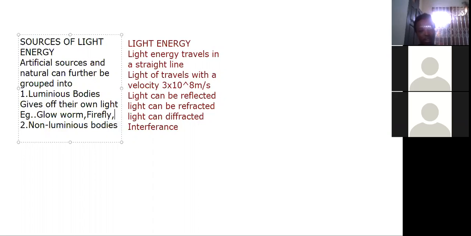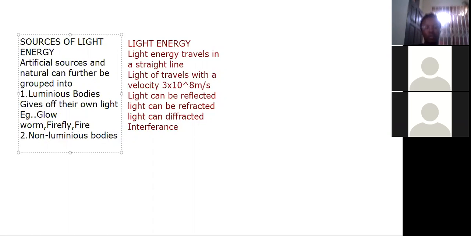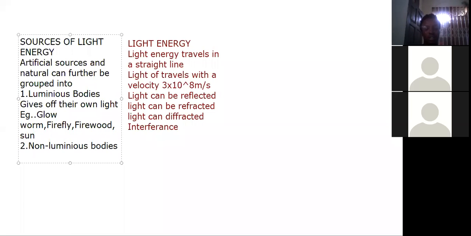Fire. Okay, fire, that's firewood or fire. Give me one. So the sun. Ruben, give me one. So torchlight. Torchlight is also part. It produces its own light. Rechargeable lamps and so on and so forth, they are all parts. Now let's talk about non-luminous bodies.